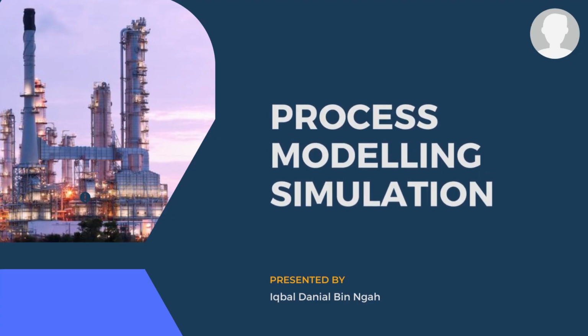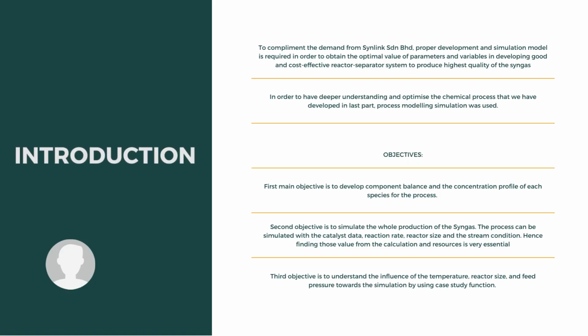So, I, Iqbal Daniel, will further continue to the process modeling simulation part. In the introduction, we have constructed three main objectives. The first is to develop the component balance and the concentration profile. The second objective is to simulate the whole production of the syngas, and the third objective is to understand how temperature, reactor size, and feed influence the simulation by using the case study function.